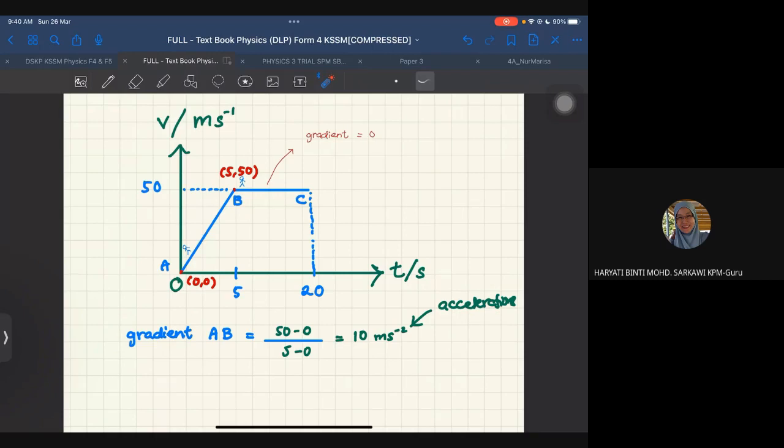Okay, next. Calculate acceleration from B to C. Try. Calculate acceleration from B to C. Using this graph, determine the acceleration from point B to C. The one that you calculated just now is acceleration from A to B. Now we focus on B to C. What is the acceleration? The answer is on the screen already. Jaden already typed the answer, waiting for other students to respond. Now, what is the acceleration from B to C?